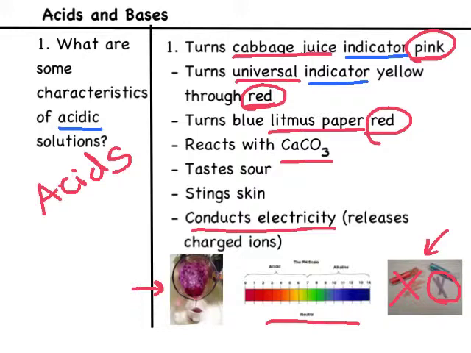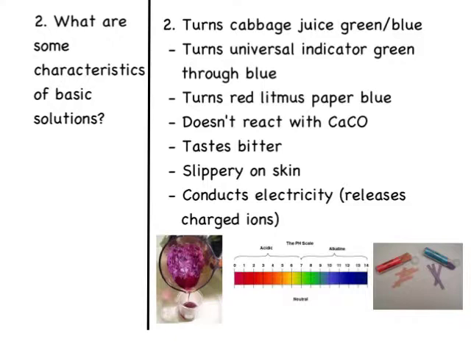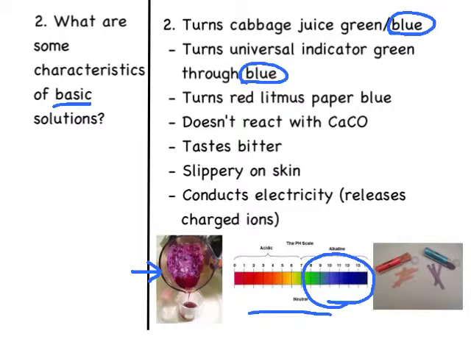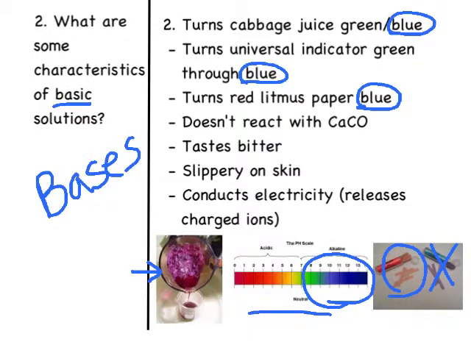Let's take a look at bases. Basic solutions are going to turn our cabbage juice green or blue. They're going to turn the universal indicator to the blue-green side. They're also going to turn red litmus paper blue, and they're not going to change the blue litmus paper at all. So if we think of a color for bases, bases are going to be on the blue side. Acids are red, bases are blue.